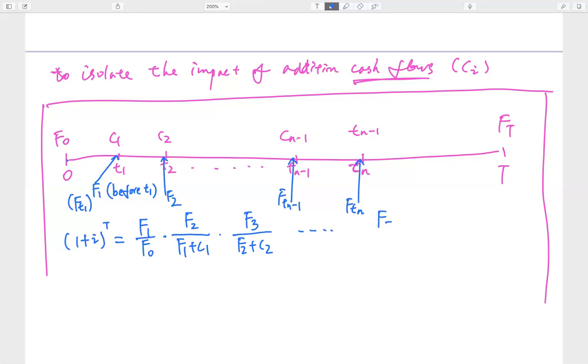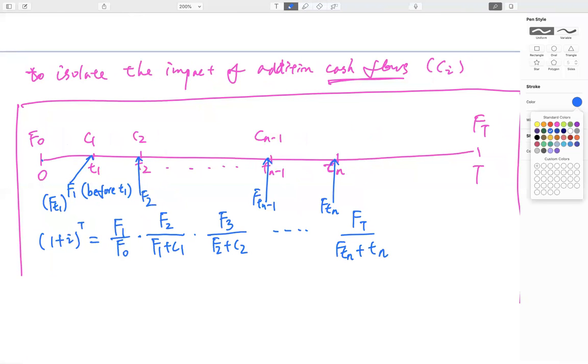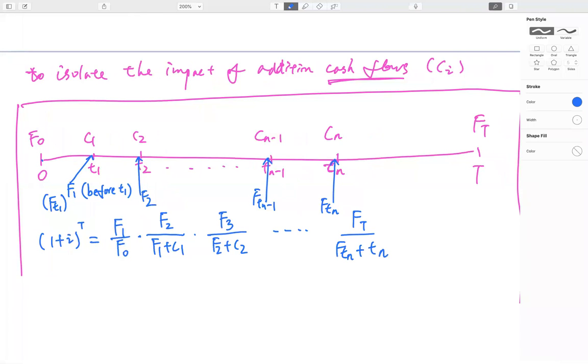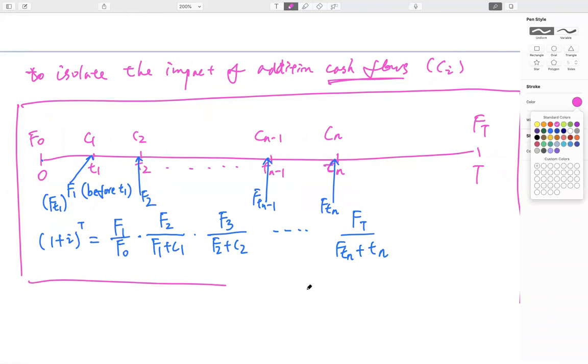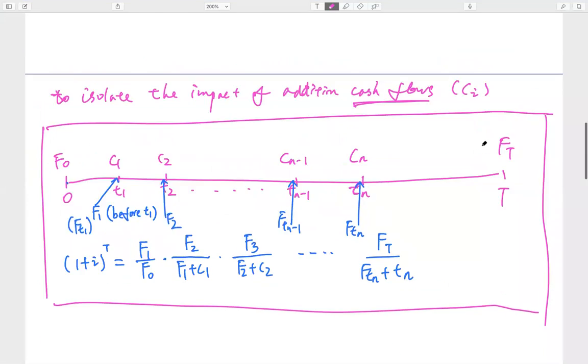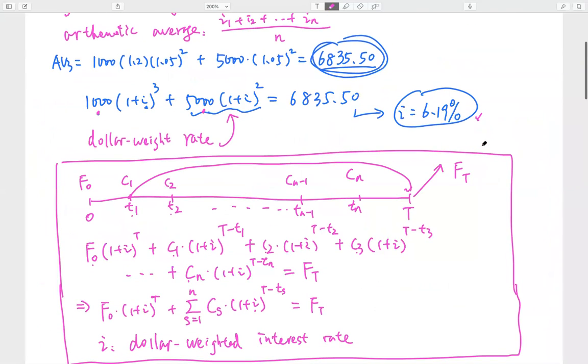Finally, Ft divided by F(n minus 1) plus, so this is Cn. So this is obviously a totally different definition, right? So by using this, let's see what we have for the previous one. Okay, the results are here.